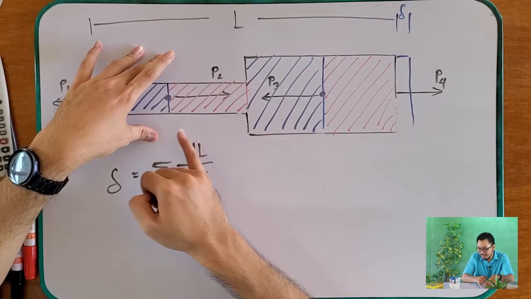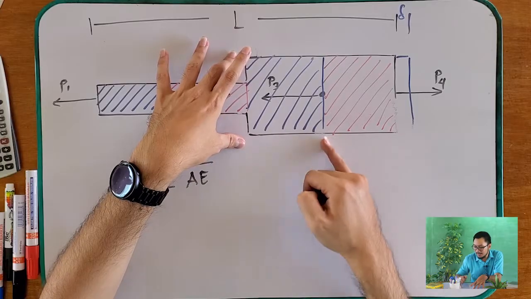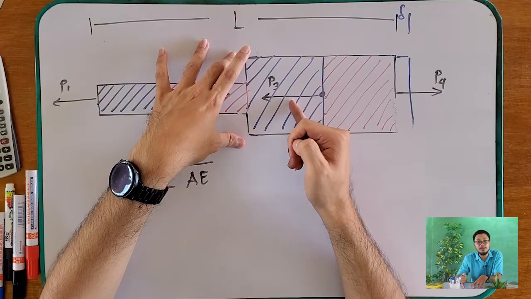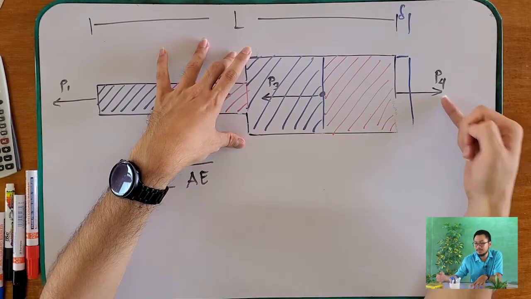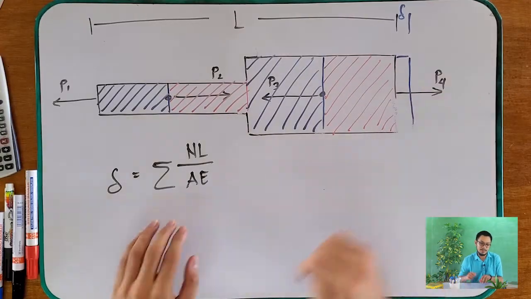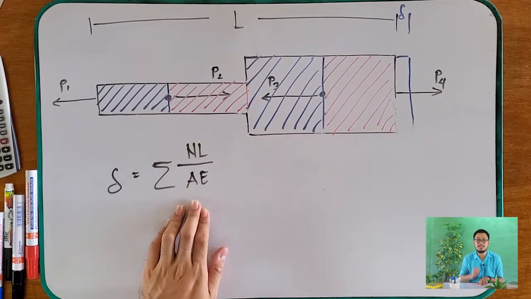But when it reaches here, there is no change in loading, but the cross-sectional area changes again. So this is another region. And then when we reach this portion, there is a change of load, so this is another region, until it reaches P4. Okay? And to get the deformation of this kind of loading, all we have to do is sum these 1, 2, 3, and 4 regions.